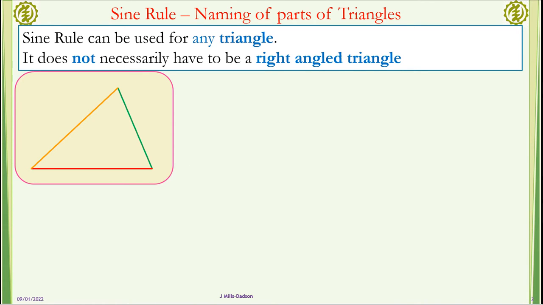Sine rule can be used for any triangle. It doesn't necessarily have to be a right angle triangle. So remember the previous lesson about SOHCAHTOA, it has to be a right angle triangle. The sine rule is for all triangles.